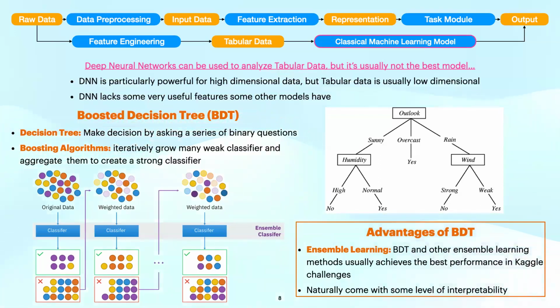And it naturally comes with some level of interpretability if you have a single tree. But if you have many trees, if you have 100 trees, then it's very hard to trace down exactly the reason behind the model that makes the decision.